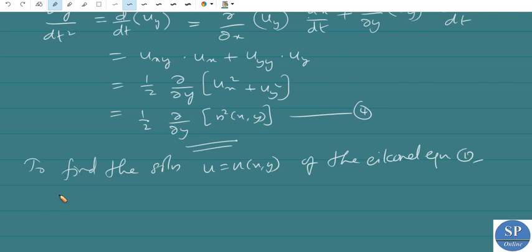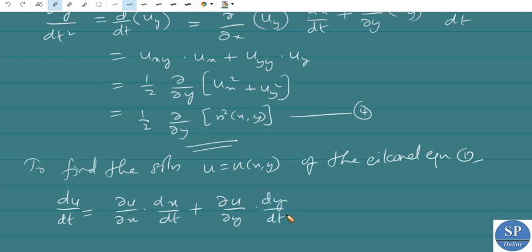we can write du/dt is equal to, we have u is a function of x and y. So we have du/dt is equal to ∂u/∂x into dx/dt plus ∂u/∂y into dy/dt. You know u is a function of x and y, and x and y are functions of t, the characteristic variable t. So we are differentiating u with respect to t, ultimately u is a function of t.